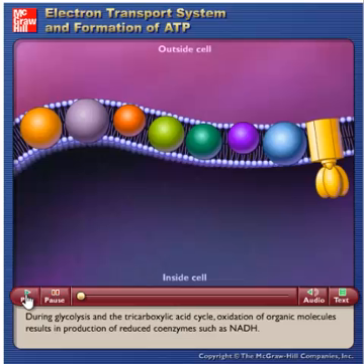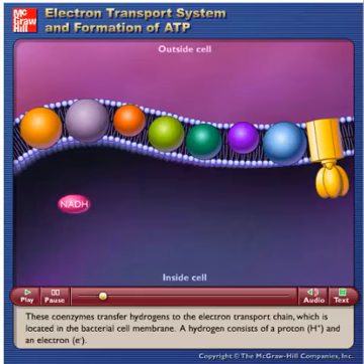During glycolysis and the tricarboxylic acid cycle, oxidation of organic molecules results in production of reduced coenzymes such as NADH. These coenzymes transfer hydrogens to the electron transport chain, which is located in the bacterial cell membrane. A hydrogen consists of a proton and an electron.